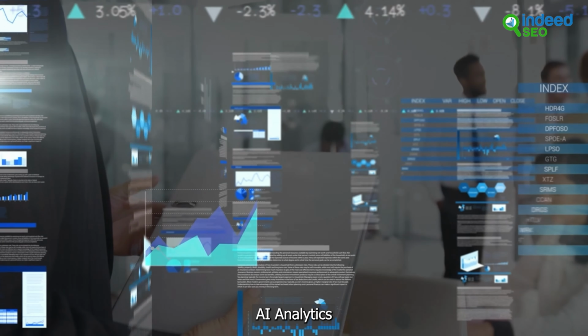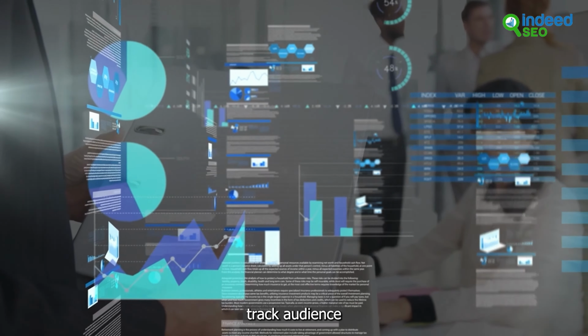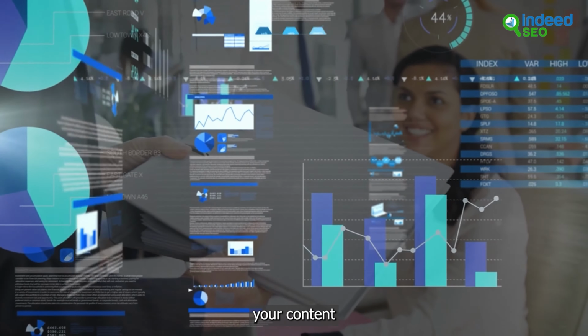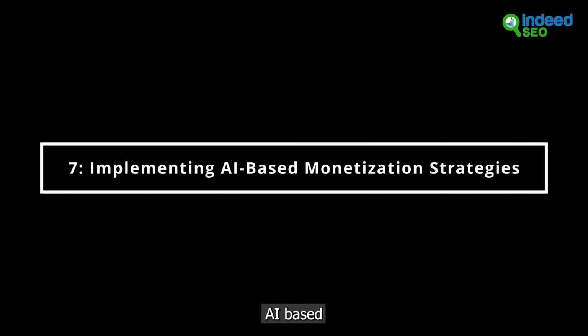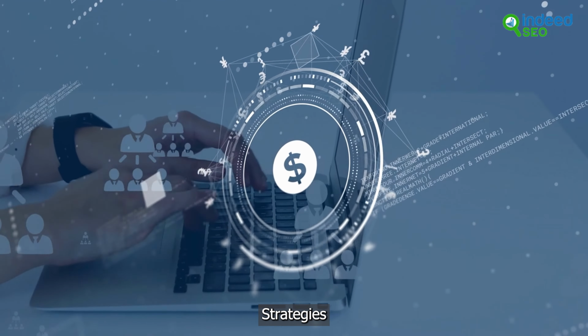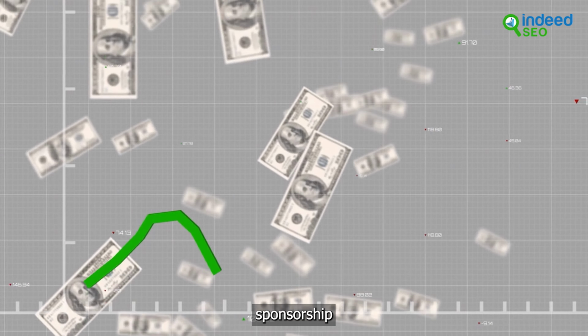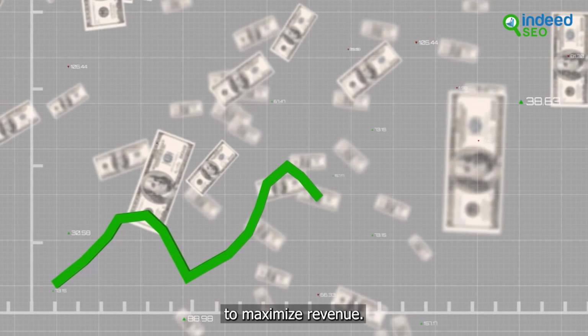6. Monitoring performance with AI analytics. Utilize AI analytics to monitor video performance, track audience demographics, and identify trends to refine your content strategy continuously. 7. Implementing AI-based monetization strategies. Explore AI-driven monetization strategies such as dynamic ad insertion and personalized sponsorship recommendations to maximize revenue.